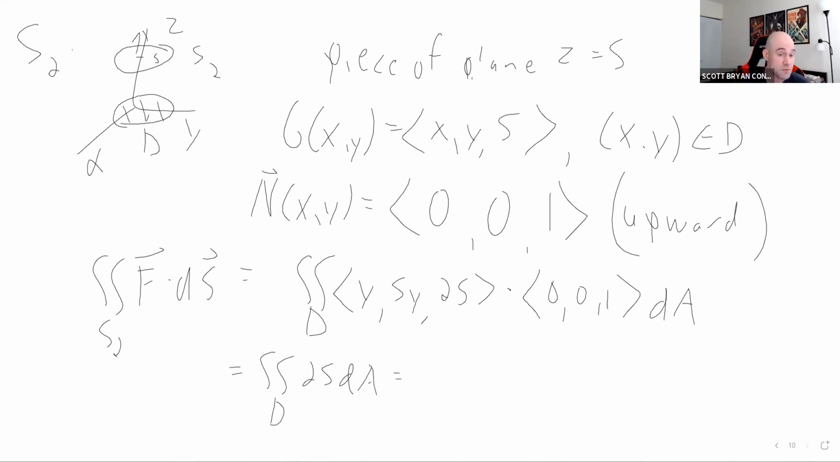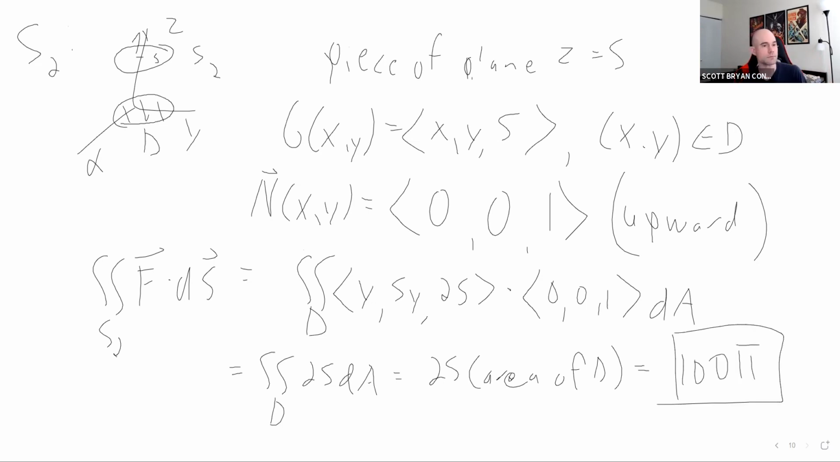And we can interpret this in terms of area, because it's just a constant. So this is 25 times the area of D. And D is just the disk of radius 2. So the area is pi times the radius squared, 4 pi. So we get 25 times 4 pi, which is 100 pi. Okay.